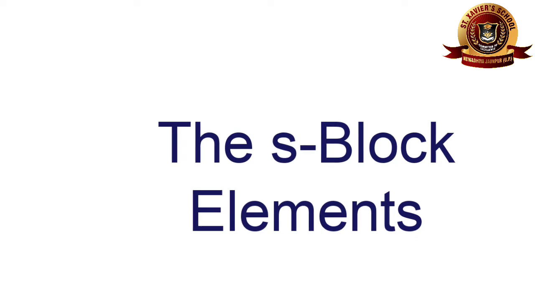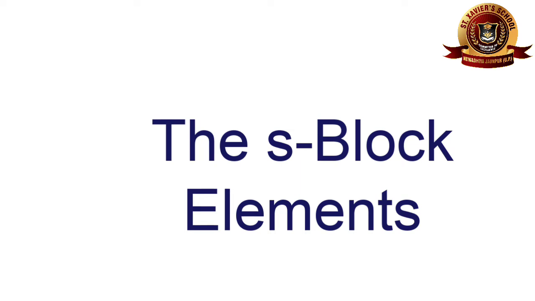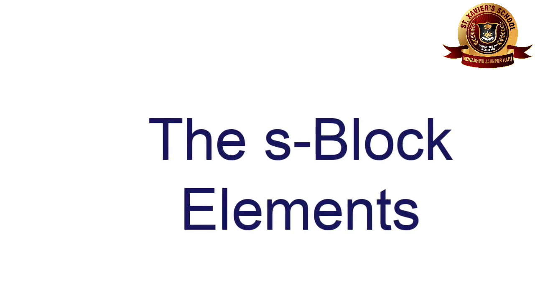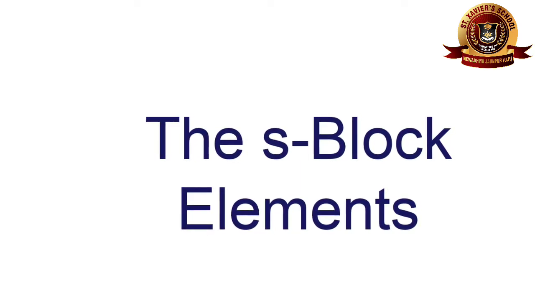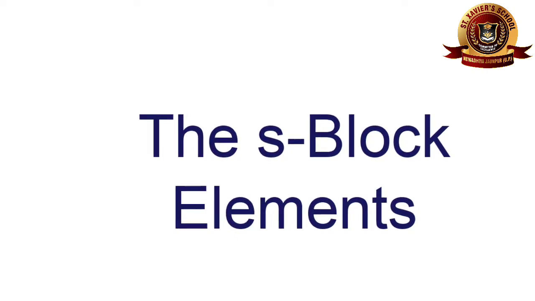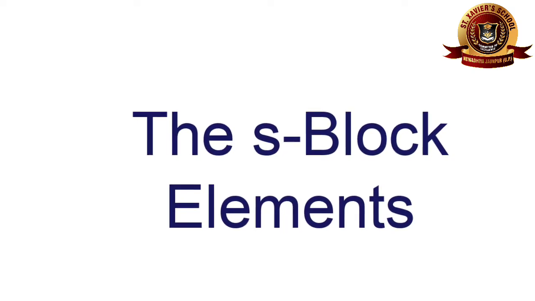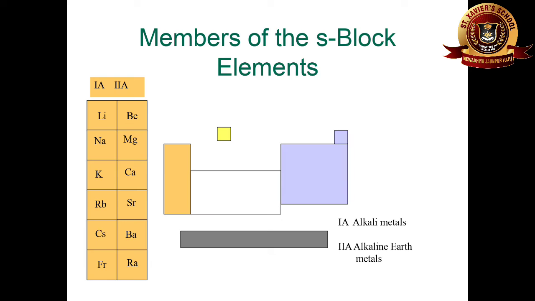Today I will discuss s block elements for class 11th. What is an s block element? An element having its last electron in an s orbital is an s block element. In the periodic table, group 1A and 2A elements are s block elements. These elements are, in group 1A, lithium, sodium, potassium, rubidium, cesium and francium, and in group 2A, beryllium, magnesium, calcium, strontium, barium and radium.